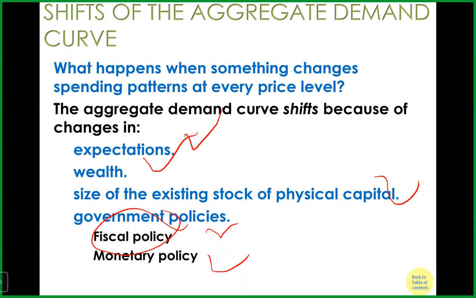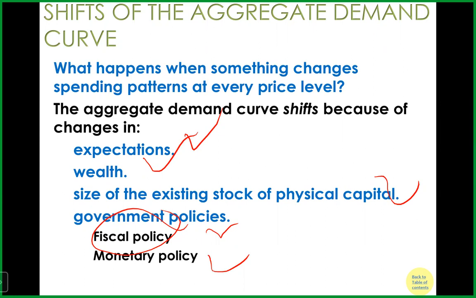Make sure you understand each of them, and particularly in the future, you can identify which channel it is. Is it through expectation, or through wealth, or through government policy? And in which direction?